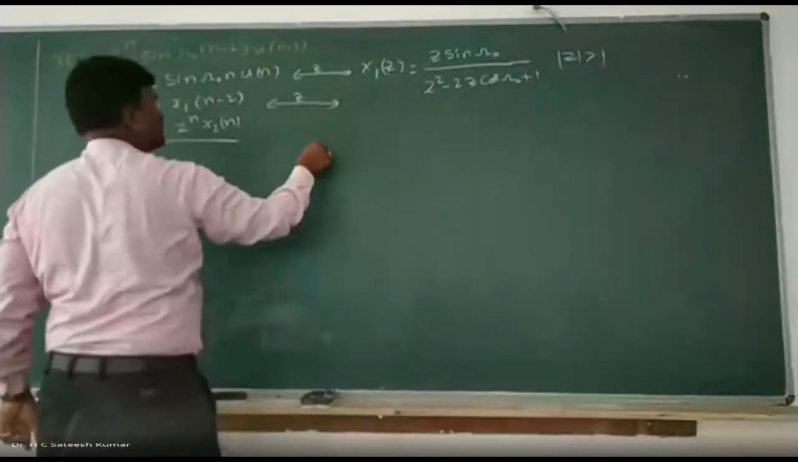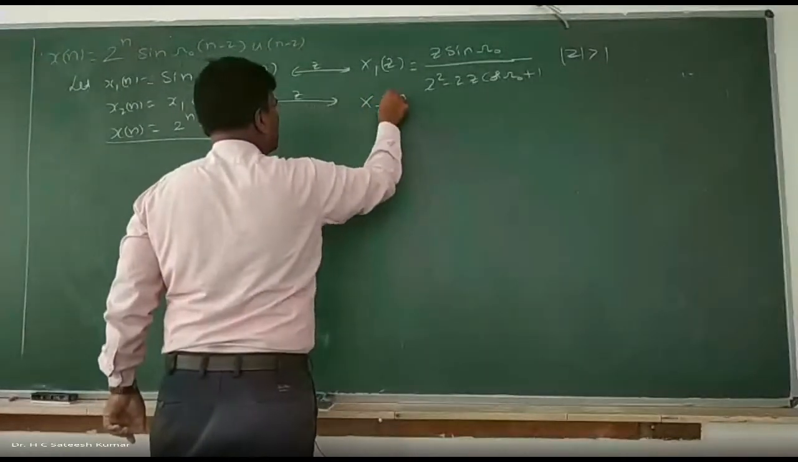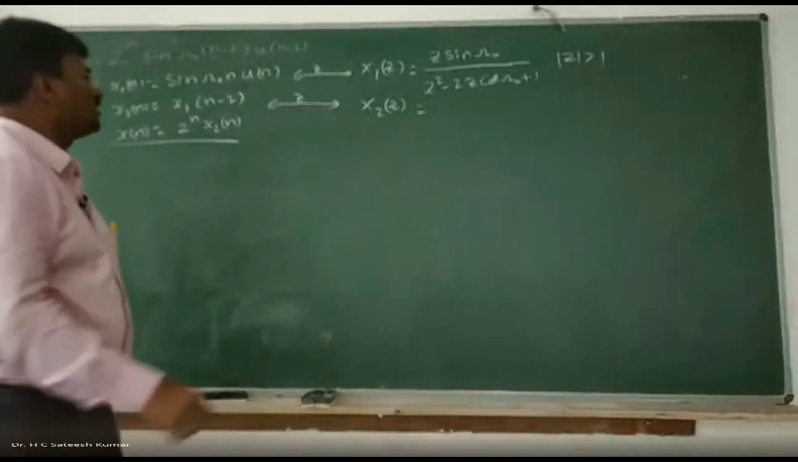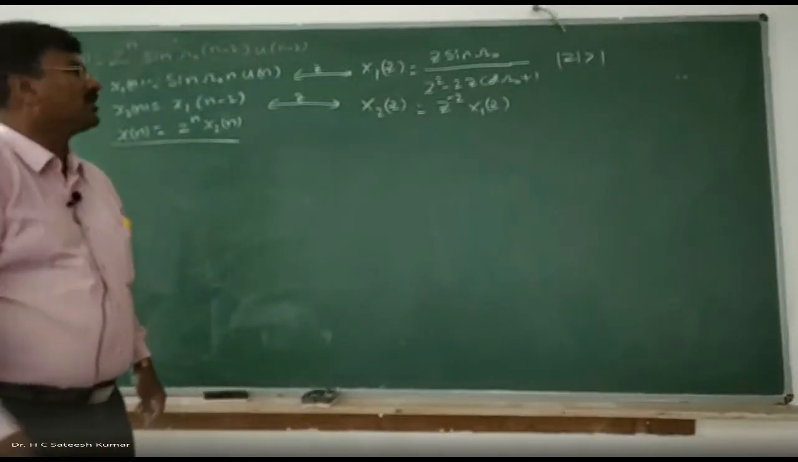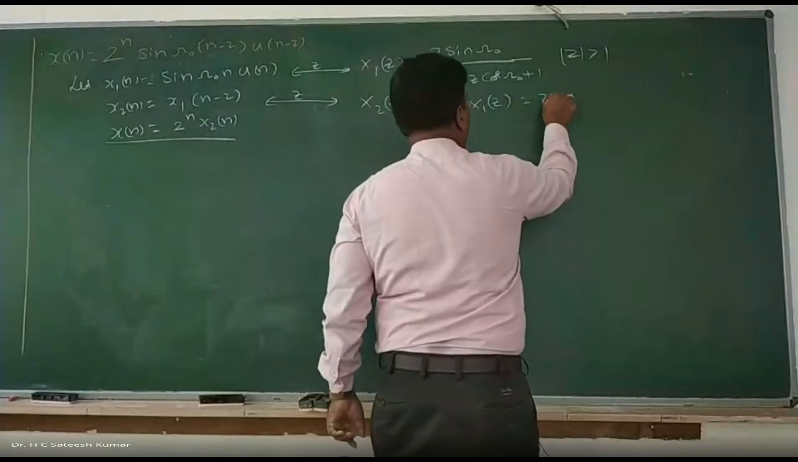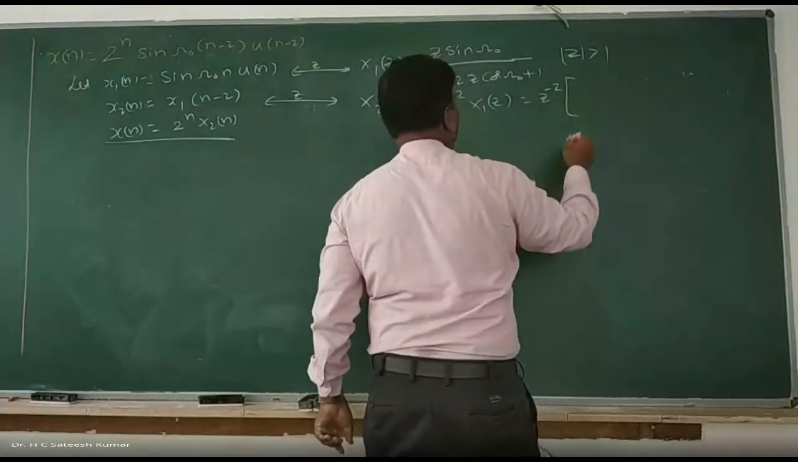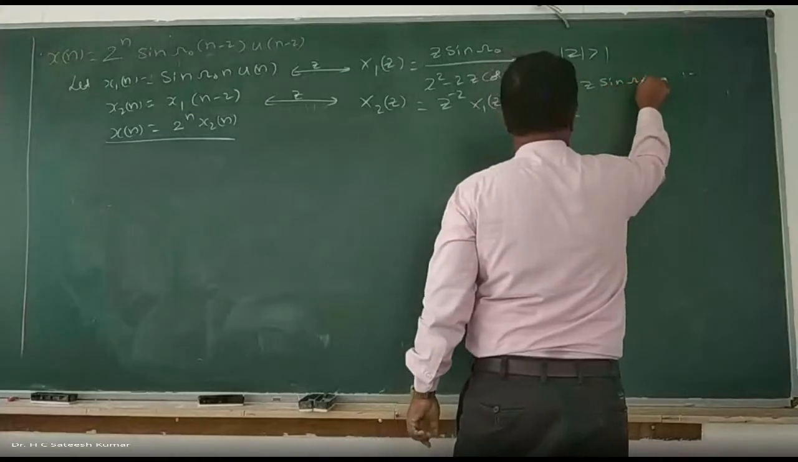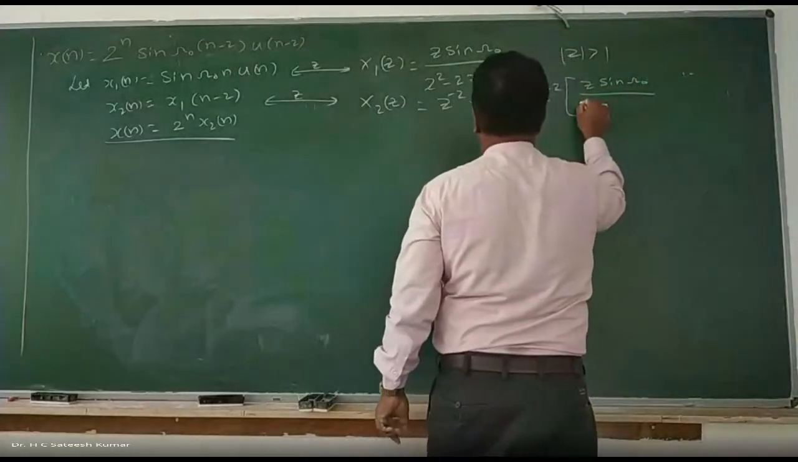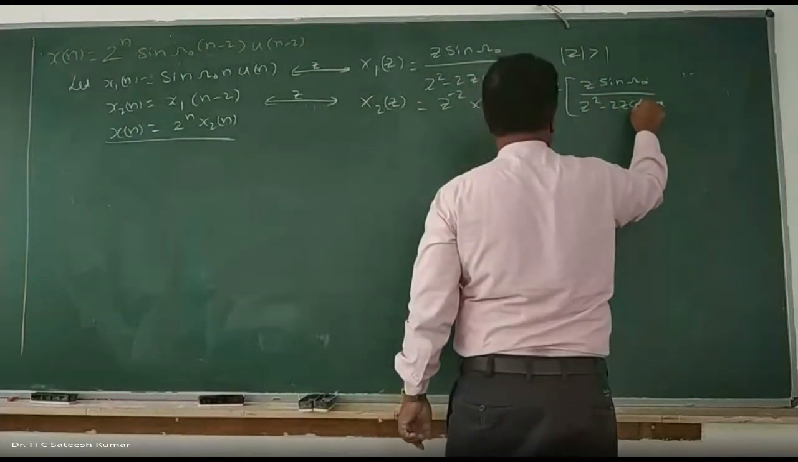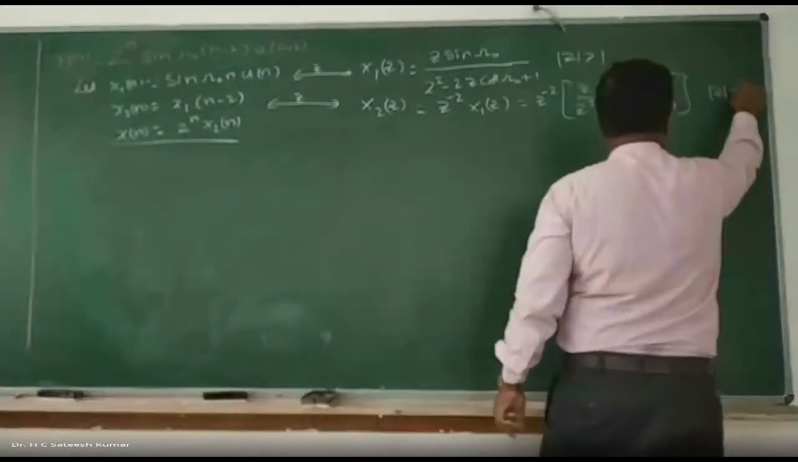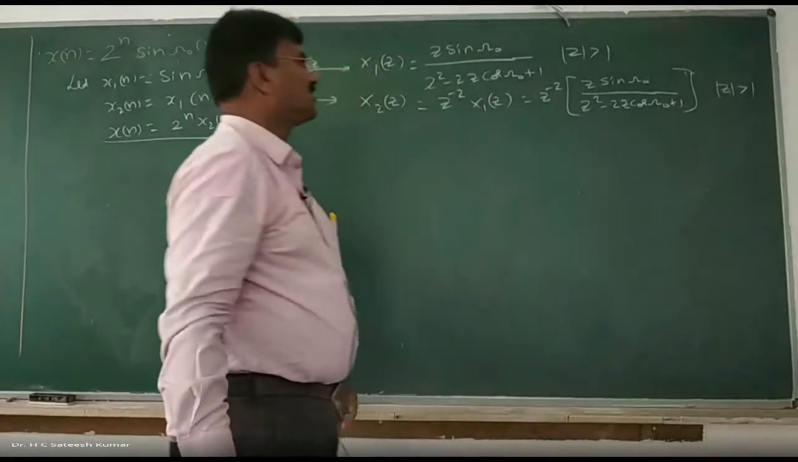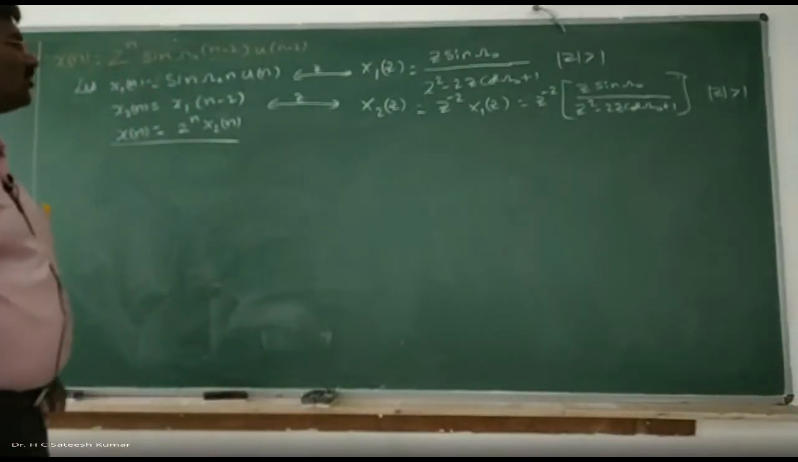Now go for the Z transformation of this one. x2 of z is equal to z to the power of minus 2 into x1 of z. Which is nothing but equal to z to the power of minus 2 into z sine omega naught divided by z square minus 2z cos omega naught plus 1, with ROC remaining the same. The time shift property will not change the ROC. It will remain the same, mod z greater than 1. Right? Now, what is that? We can write it?